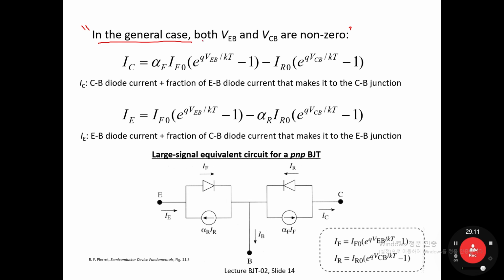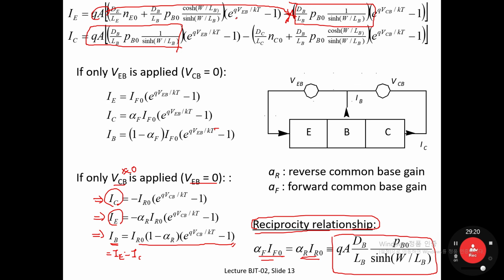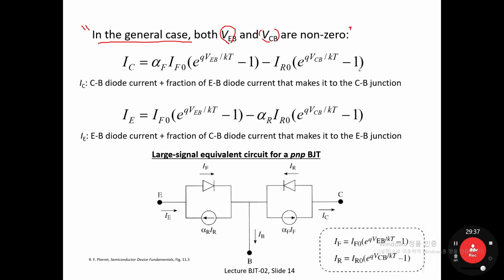In the general case, VEB and VCB are both non-zero. In the previous slide, we assumed that of the junction voltages in the BJT, either VEB or VCB should be 0. But this is a very special case. In general, VEB and VCB are non-zero together.